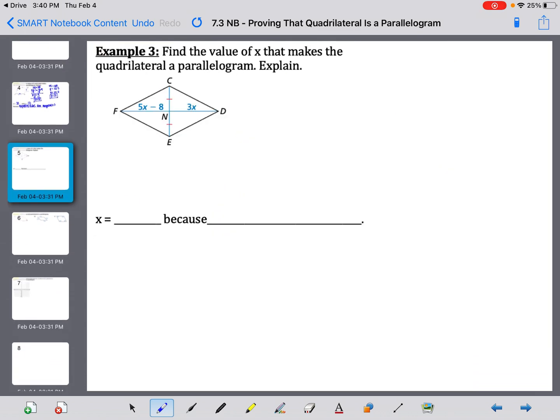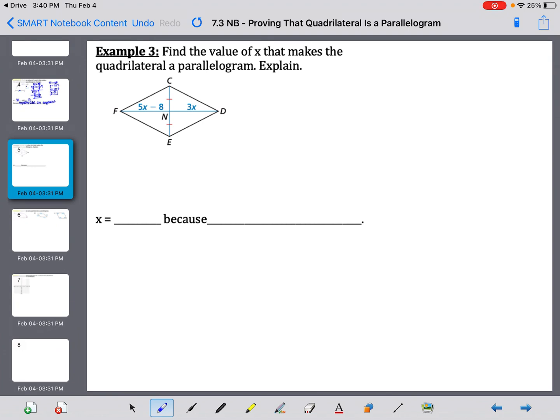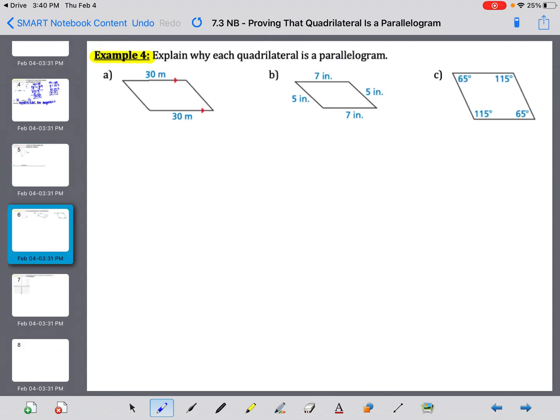Example 3, we are going to save later for after the video. And then example 4, we're going to do together right now. So this asks us to explain why each quadrilateral is a parallelogram. So again, you're looking at your chart and you're thinking about all those characteristics that can prove it, along with having one pair of opposite sides congruent and parallel.